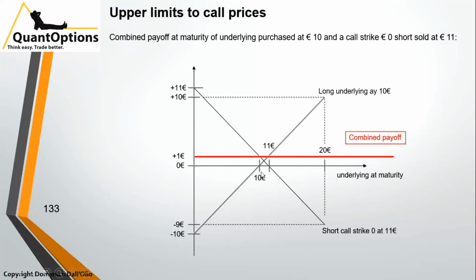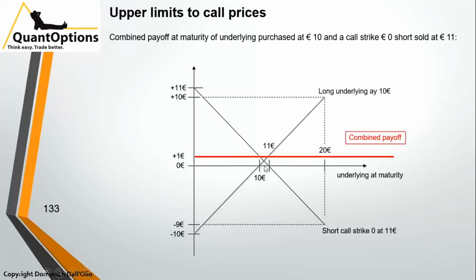So what happens? If at maturity the underlying is 10, we have a parity on the stock, we have a 1 euro profit on the short call, so the final balance is +1. If the price of the underlying at maturity is 0, we lose all the 10 euros we paid to purchase the stock, but we keep 11 euros on the short call, so the final balance is still +1. What if at maturity the underlying is 20?